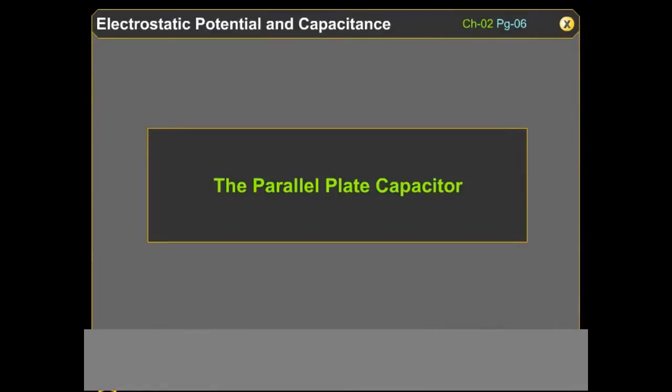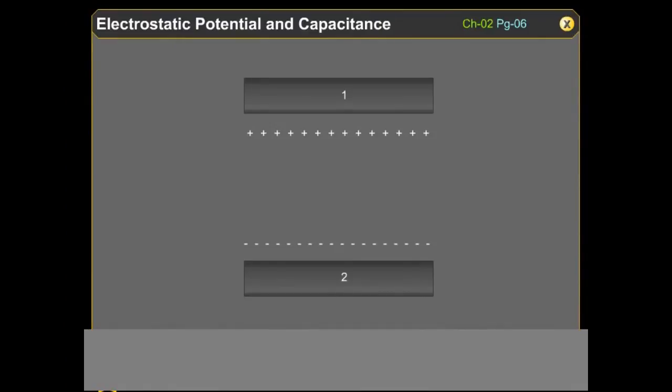The parallel plate capacitor. A parallel plate capacitor consists of two large plane parallel conducting plates separated by a small distance. Let A be the area of each plate and d the separation between them. The two plates have charges Q and minus Q. Sigma and minus sigma is the surface charge density of plates 1 and 2 respectively.